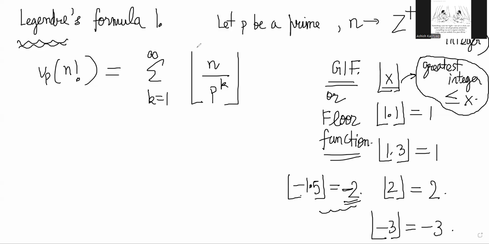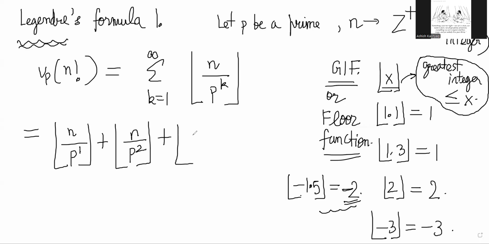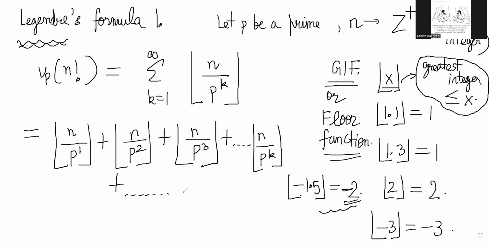So what we are saying in this formula is that v_p(n!) will be the sum of n by p^1 plus n by p^2 plus n by p^3 and so on till n by p^k, and this keeps going on forever. Now think about it. It is actually quite easy to understand. So let's calculate, for example, v_2(6!).